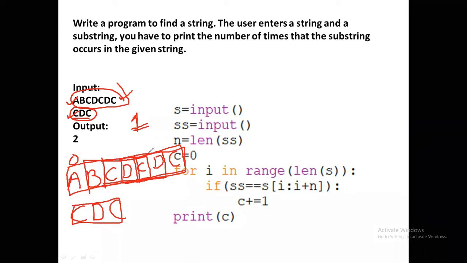It is not matched. It is matched, CDC with CDC. So increment the count value. So after that DC. After that C. That means I check this substring with the string, say A, B, C, D, C, D, C. Okay, so how can we write this program?